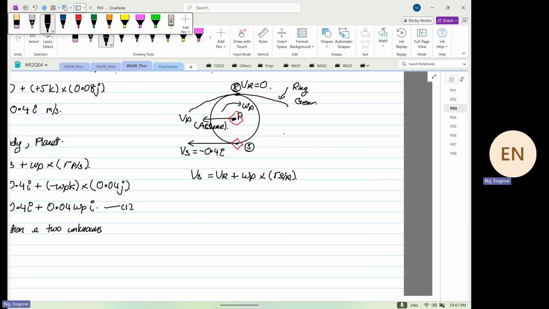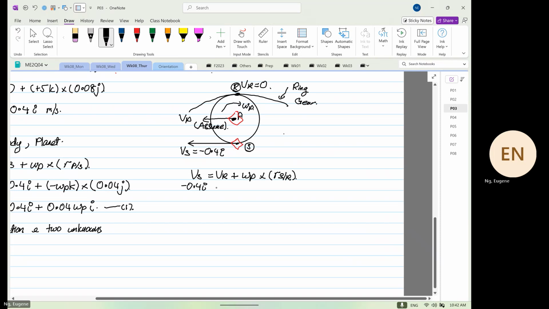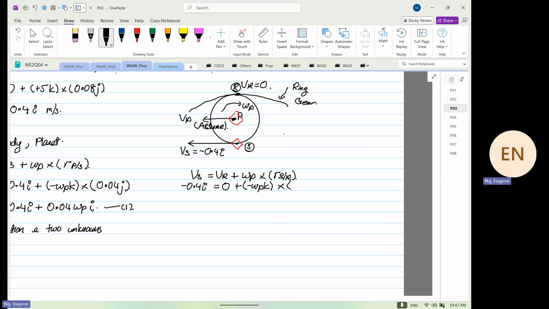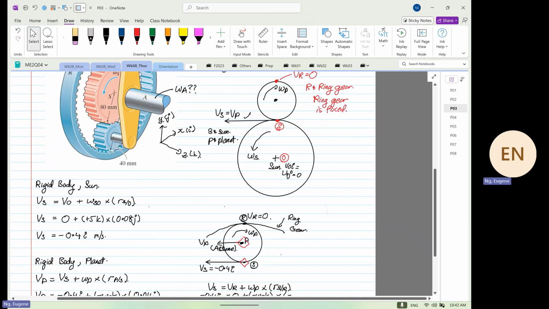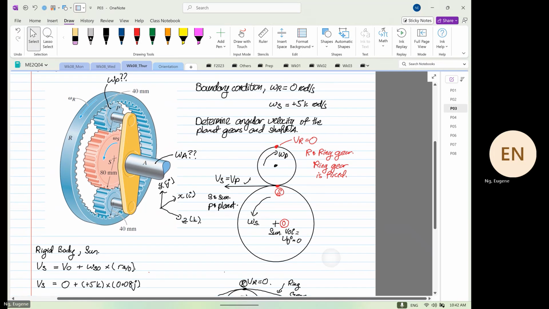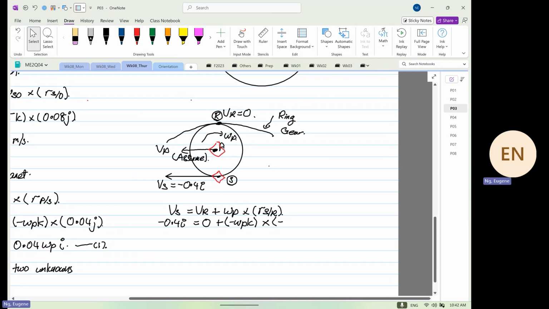From here, we have minus 0.4i. Thank goodness VR is equal to 0. Then we add omega P, which is minus because it's going in an anti-clockwise direction, cross point S. Now you have to be careful, the point of reference is R over here. So what is the radius? Sorry, my bad, 0.04, so it's 0.08.